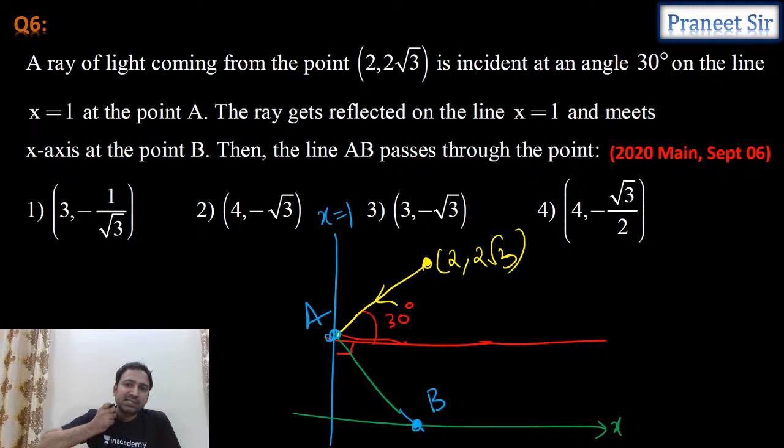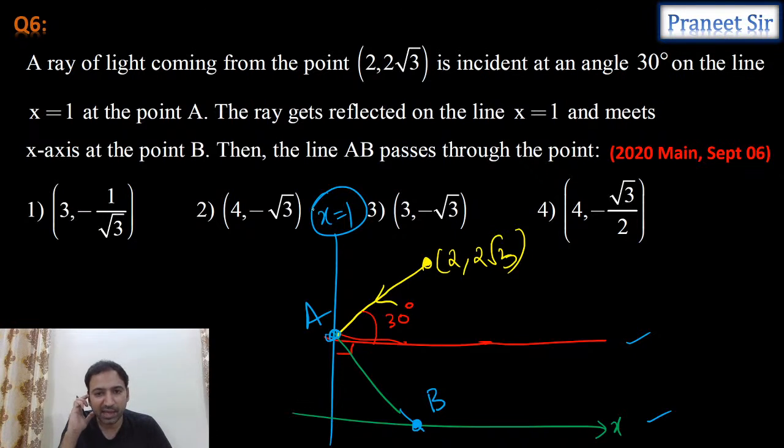Then AB passes through the point. So we need to calculate line AB first. See, this is making an angle. These two lines are parallel. Why are the x-axis and this normal perpendicular? Because the line x equals 1 is parallel to the y-axis, perpendicular to the x-axis. So this is perpendicular, and this is also perpendicular. So automatically these two are parallel.